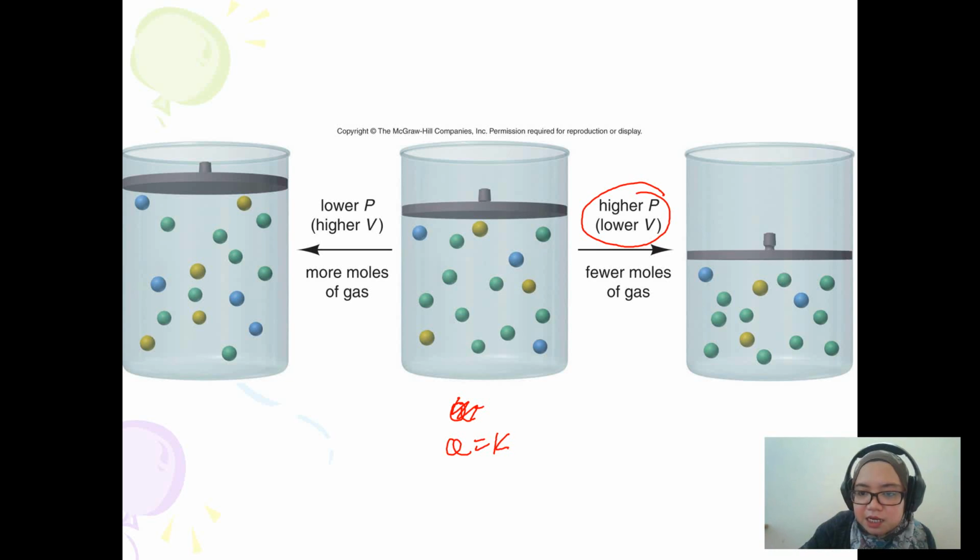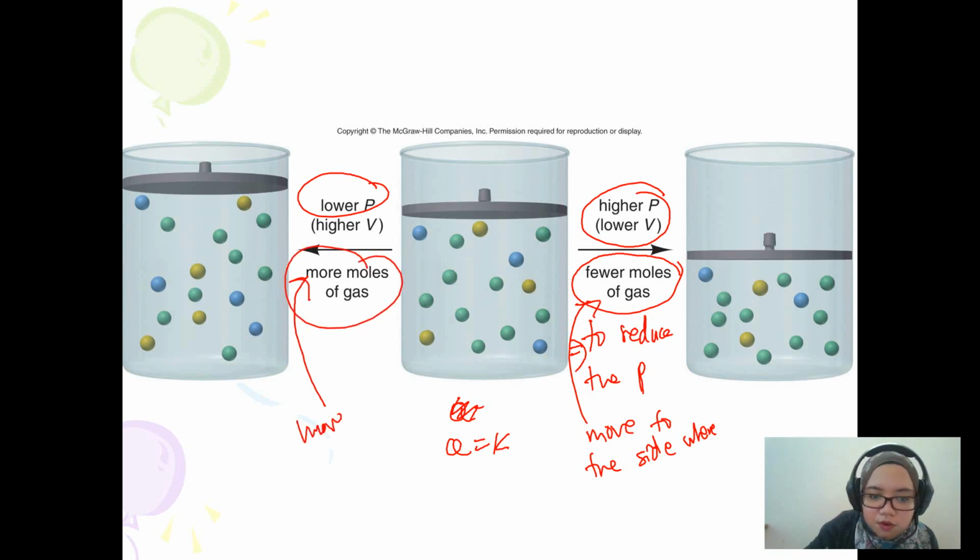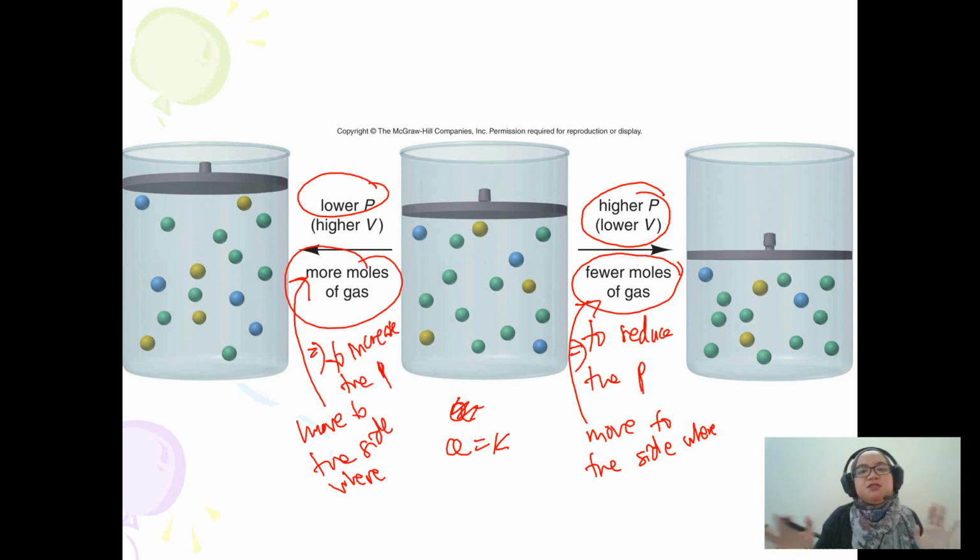it will shift to the side where it has fewer moles of gas to reduce the pressure. It will move to the side where it has fewer moles of gas in order to reduce the pressure. Okay, when it's at lower pressure, it will move to the side where it has more moles of gas in order to increase the pressure. So that's how it works.